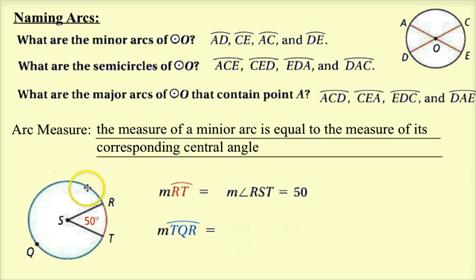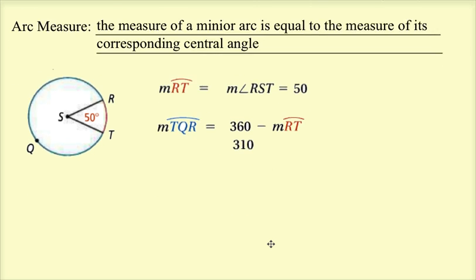And once I know what RT is, now I know what TQR is. TQR is this major arc. Remember, a full circle is 360, and I know RT is 50, so all I have to do is 360 minus 50, and now I know that arc TQR is 310. Okay, we got one more page of notes.